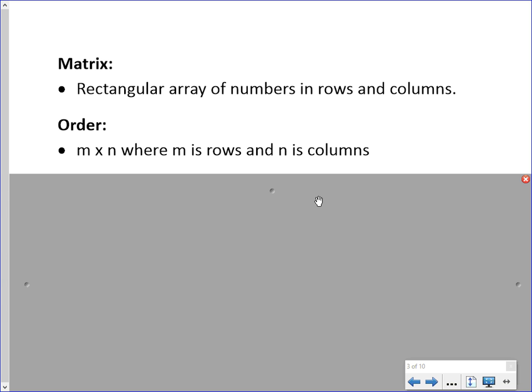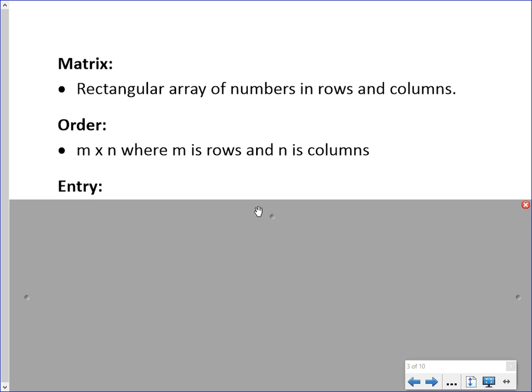Order becomes important for some of our operations. Some matrices need the same order in order to perform the operation, like addition and subtraction. And then other matrices don't necessarily have to have the same order, but their columns and rows have to be equal, and that's for matrix multiplication. Okay, so order is something that we'll look into.